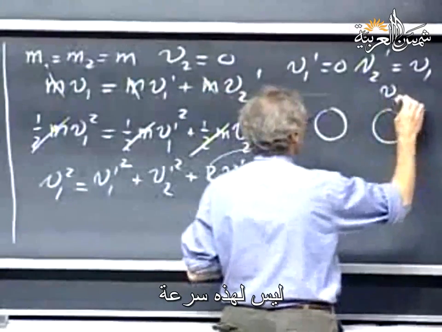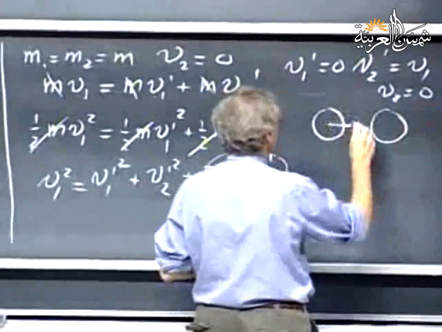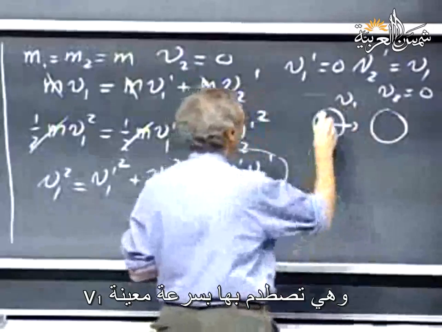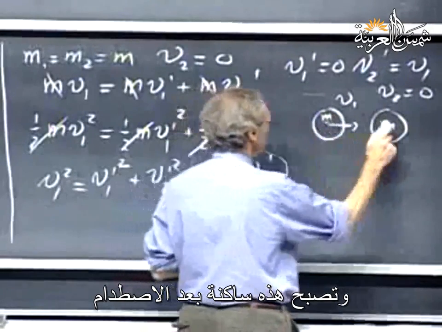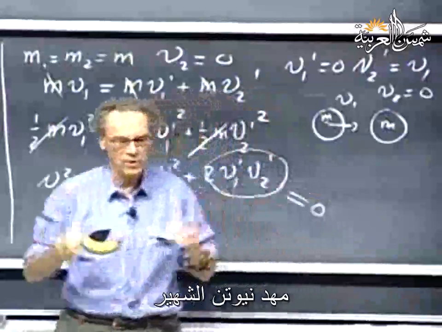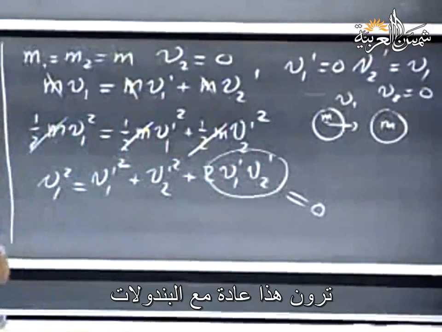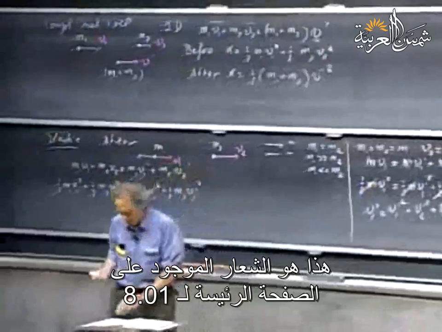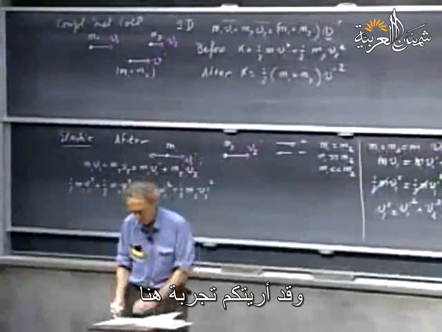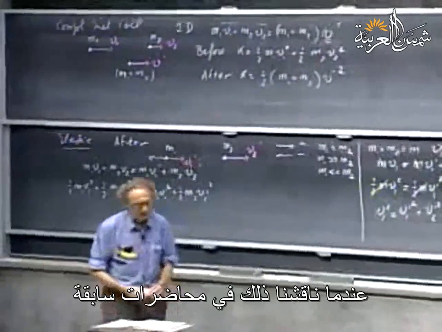This one has no speed. It hits it with a certain velocity V1. They have the same mass. After the collision, this one stands still, and this one takes over the speed. Famous Newton's cradle. You see it often with pendulums. It is the logo on the 801 homepage, and I showed you a demonstration here when we discussed that in lectures.